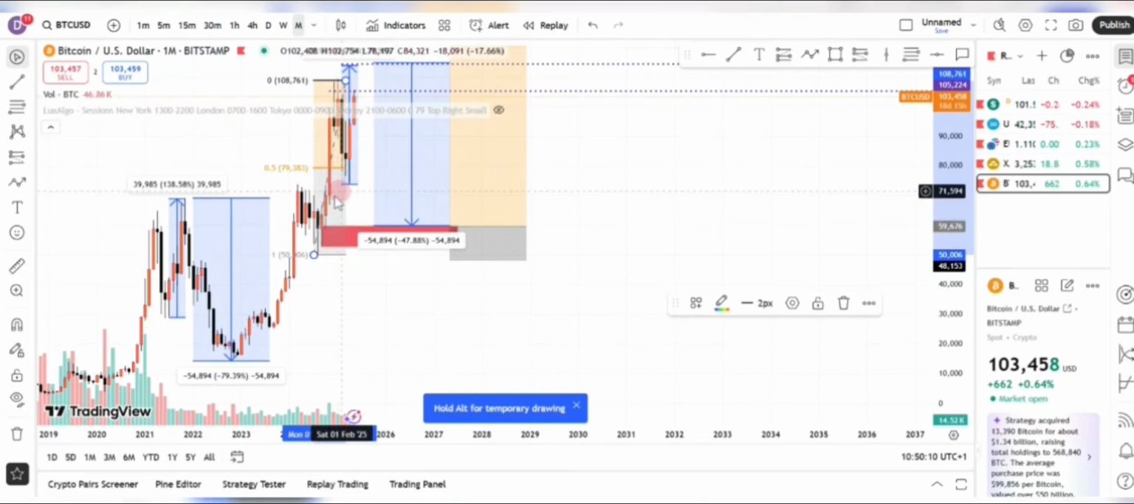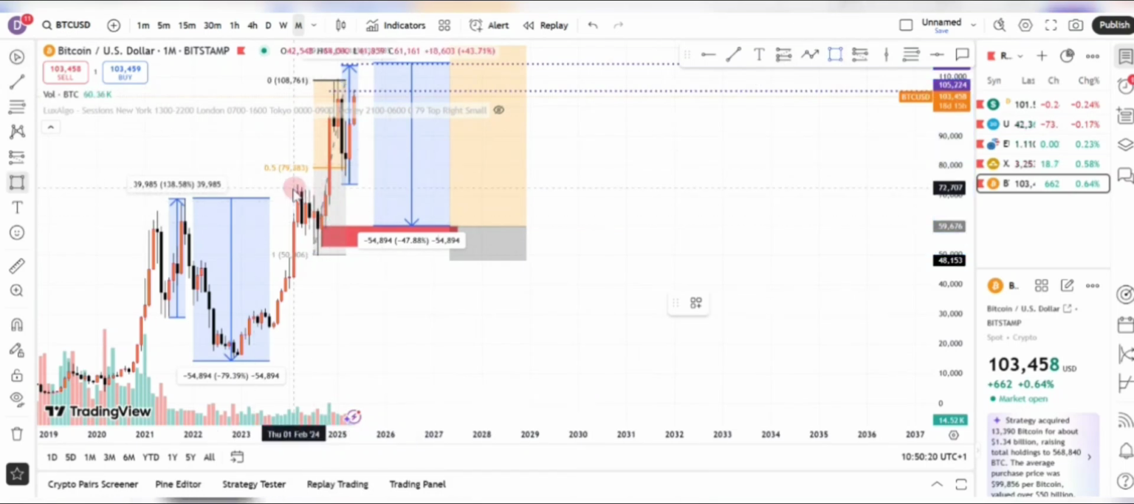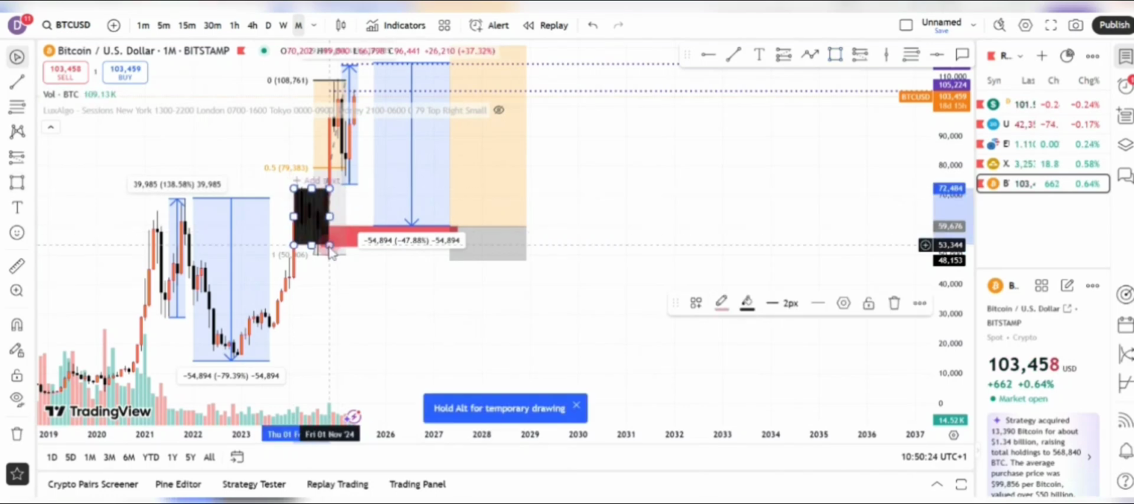From here to this point, price has retraced by 50%. And I noticed that there is a range here, a range here, a range here. So price has tapped into that range.